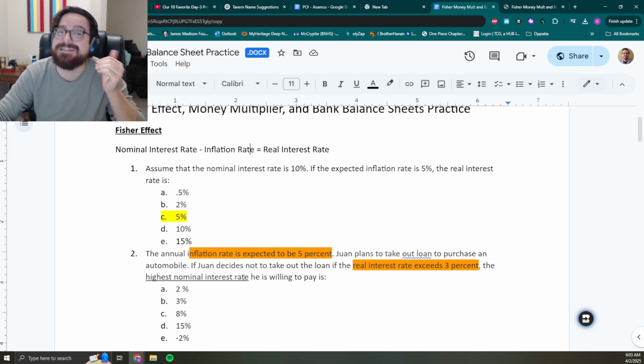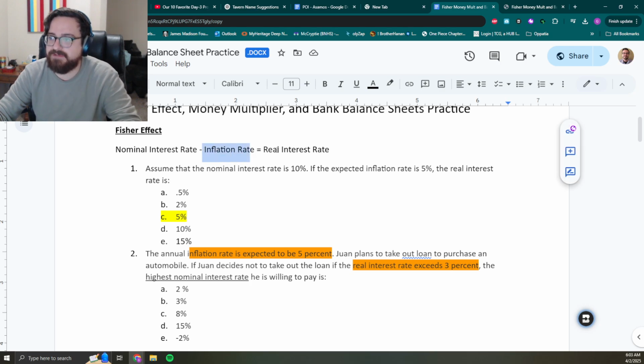What's the highest nominal interest rate? The highest nominal would be whichever one gets us to 3. So 5, 3, question mark. What minus 5 is 3? Which is just simple algebra here.